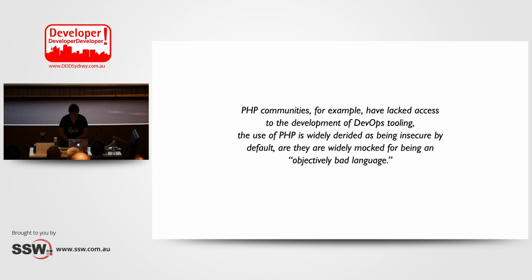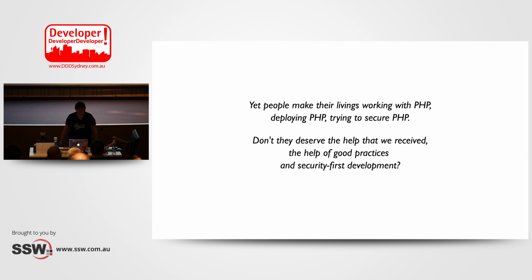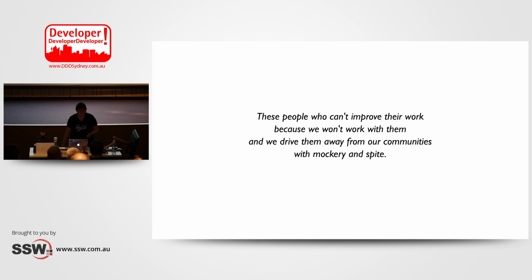PHP communities, for example, have lacked access to the development of DevOps tooling. The use of PHP is widely derided as being insecure by default, and they are widely mocked for having an objectively bad language. Yet, people make their livings working with PHP, deploying PHP, trying to secure PHP. Don't they deserve the help that we receive to help the good practices in security-first development? These people can't improve their work because we won't work with them and we drive them away from our communities with mockery and spite.